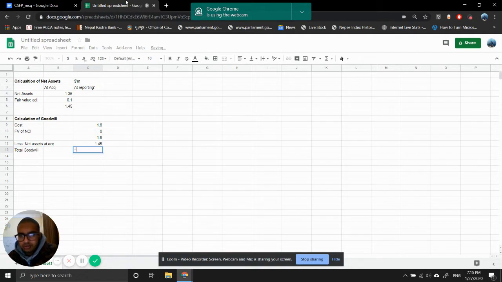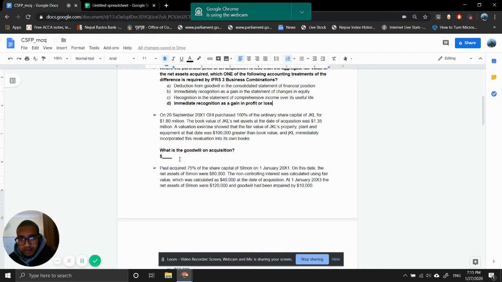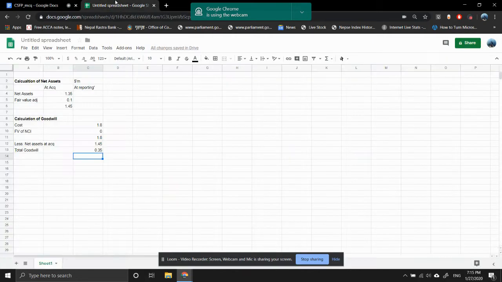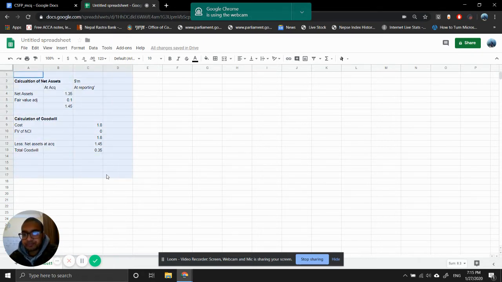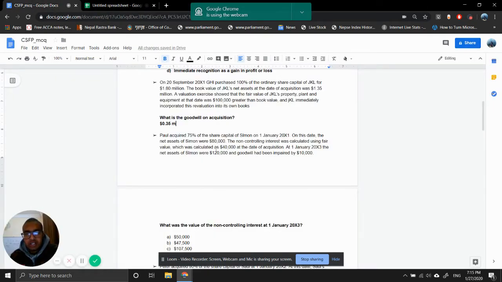So this figure minus our net assets at acquisition gives 0.35 million. That's basically our goodwill on acquisition, so that's our answer. We don't need the reporting date figures for the calculation of goodwill. Okay, so let's solve another question.